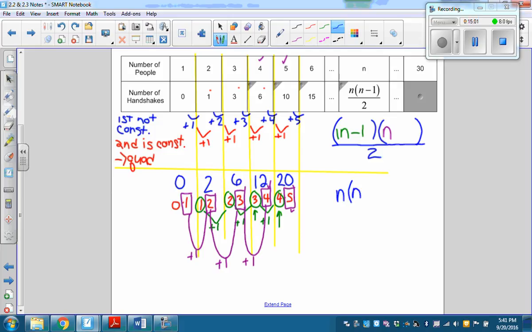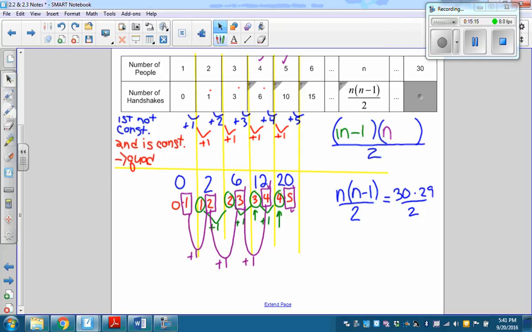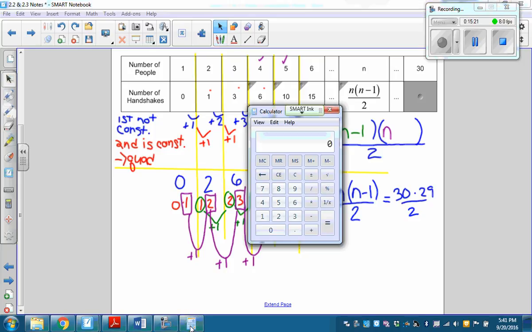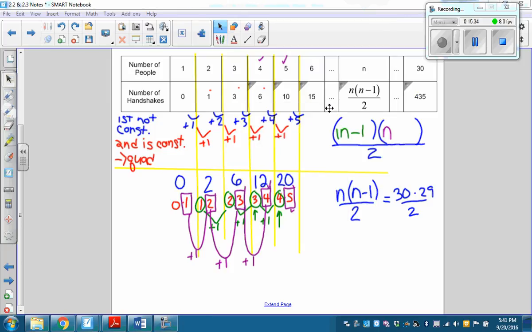And we figured that out by looking at pictures earlier. So for the 30, we also figured out 30 times 29 divided by 2 would be our nth term. And 30 times 29 divided by 2, 435. It's the number of handshakes. All right, that's enough to get you through your review worksheet. We'll talk more about it in class.